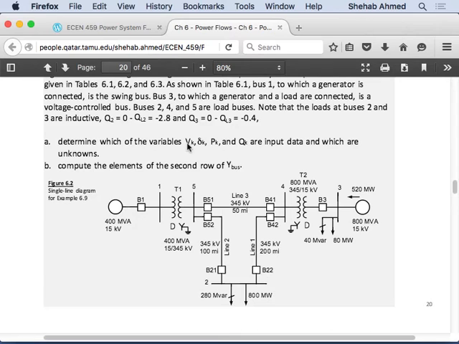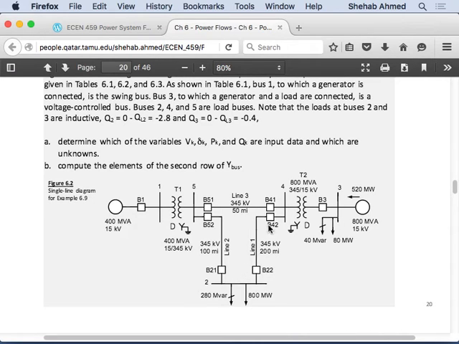Okay, determine which of the variables Vk, delta k, Pk, and Qk are input data and which are unknown. So I think we went through that. We said that at the slack bus, I know V1 and I know delta 1. So what I need to find out are P and Q. And at bus 5 and bus 4 and bus 2, which are load buses, I know P and Q at the specific buses, and I need V and delta.